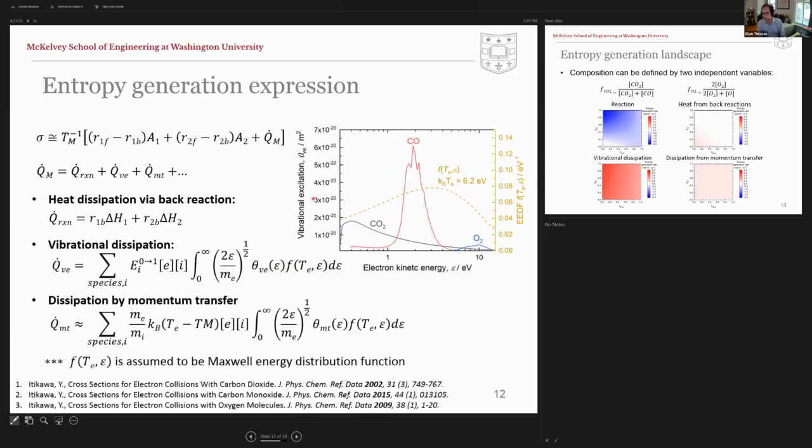And so you can see here for vibrational excitation, which is the more important heat transfer mechanism, the vibrational excitation cross-section for carbon monoxide is significantly higher than either CO2 or oxygen in the energy range of interest. The blue plot is a Maxwell distribution at an electron temperature corresponding to 6.2 eV. So what we expect, if maximum entropy dissipation is true, is that the system should favor configurations that have high concentrations of CO, because that will dissipate more heat from these very hot electrons.